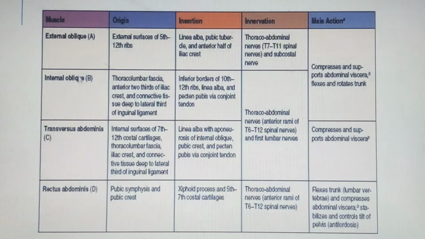So this is a summary of what we've been talking about, the external oblique muscle, being innervated by the thoracoabdominal nerves. What I'm interested in telling you is that the external oblique muscle is going to insert on what we call the anterior half of the iliac crest, the outer lip. So we can go through the rest.